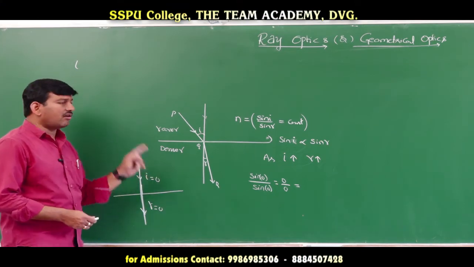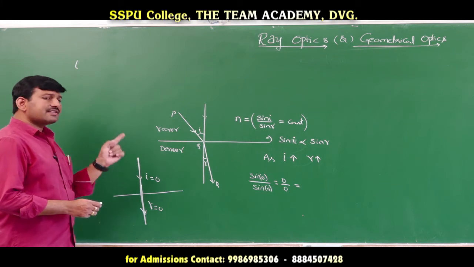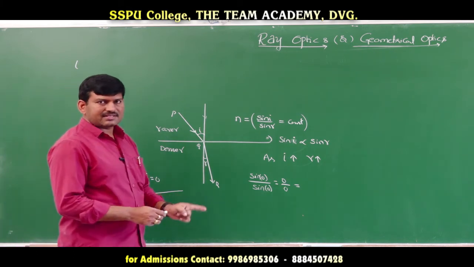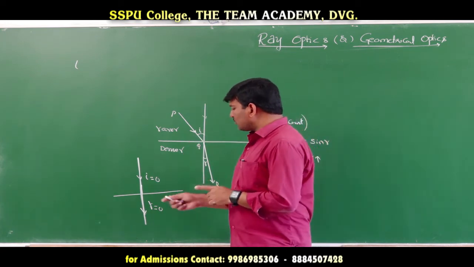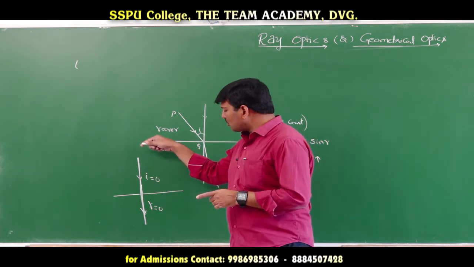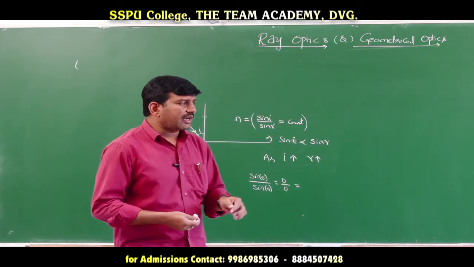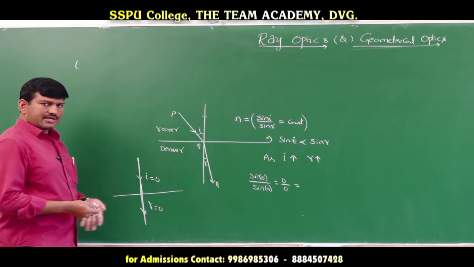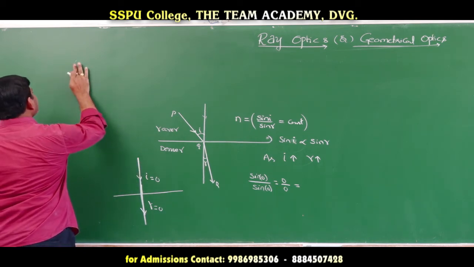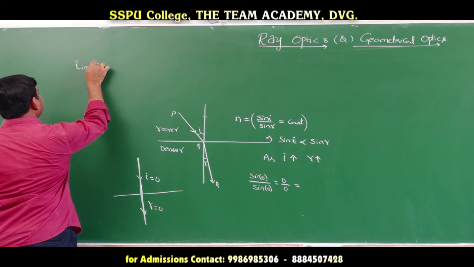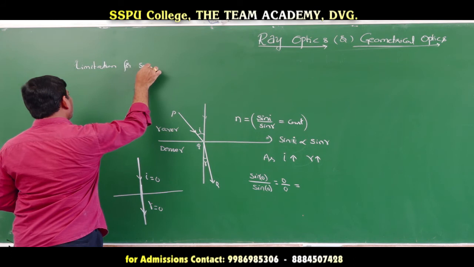That is the limitation of Snell's law. What is the limitation of Snell's law? Snell's law is not applicable for normal incidence or when the angle of incidence is equal to 0. For angle of incidence equal to 0 or normal incidence, the light ray does not change its direction while traveling from one medium to another medium. It will travel straight without any deviation. Is it clear? So the limitation is that Snell's law is not applicable. Limitation for Snell's law: very important 2-mark question.